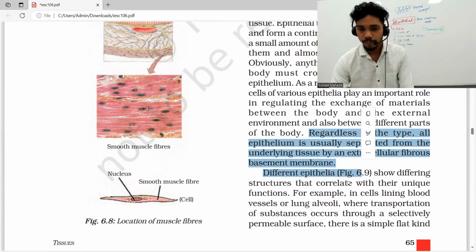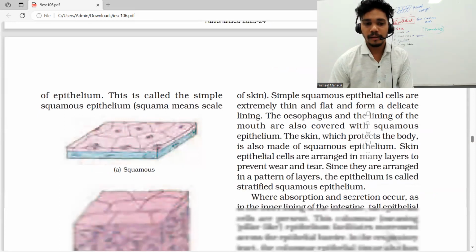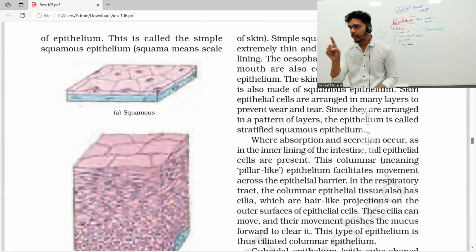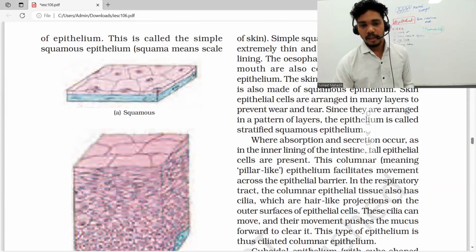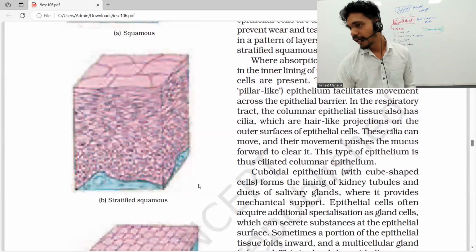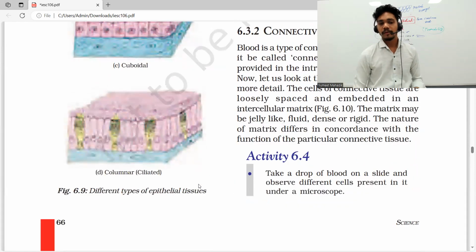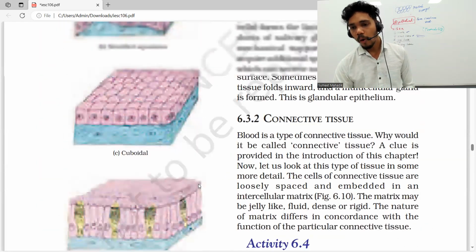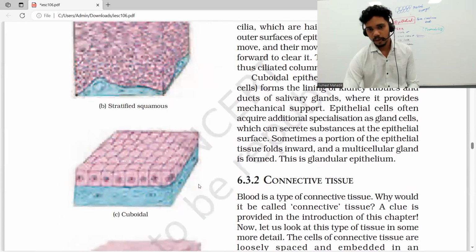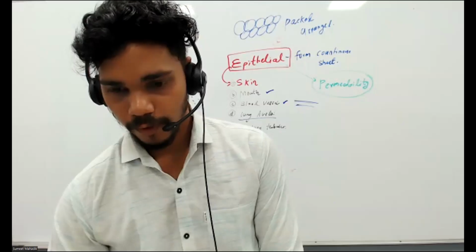So let's go. Now, different epithelial cells are there. What is the function of different epithelial cells? First is squamous. Can you see that squamous over there in your book? Squamous epithelium is there. Then there is stratified squamous. Then there is columnar. Then different types of epithelial tissues are there. So we have to study all the things over here. Just give me 1 minute. I will start with you only.